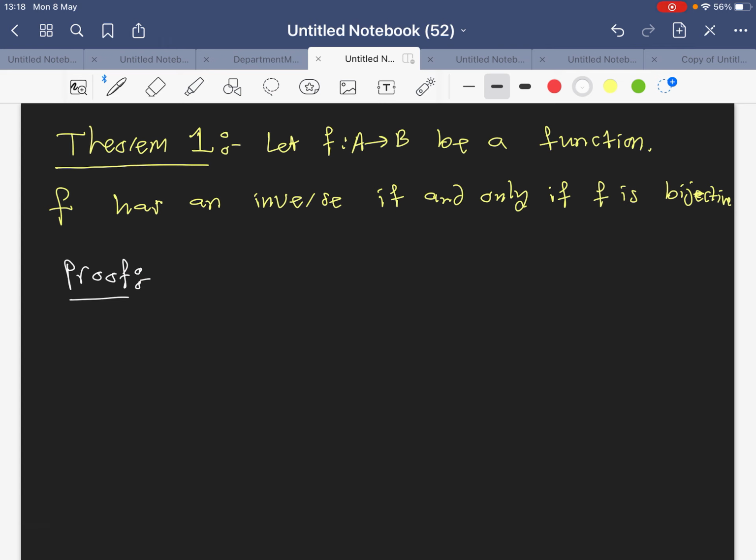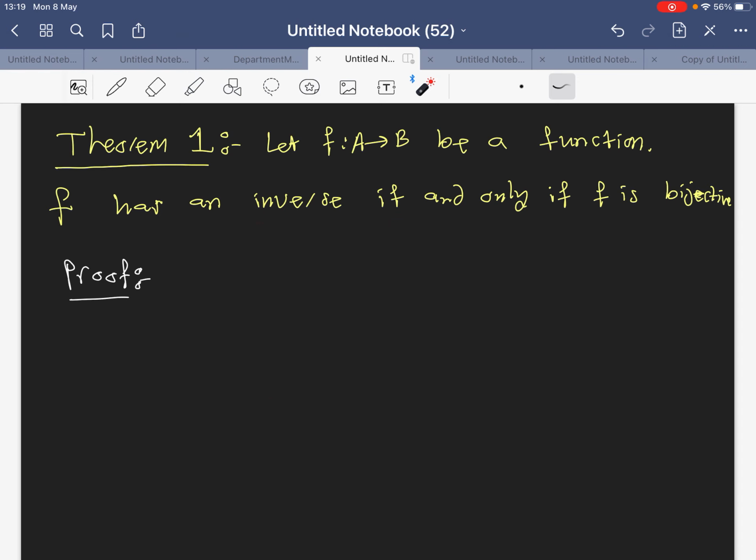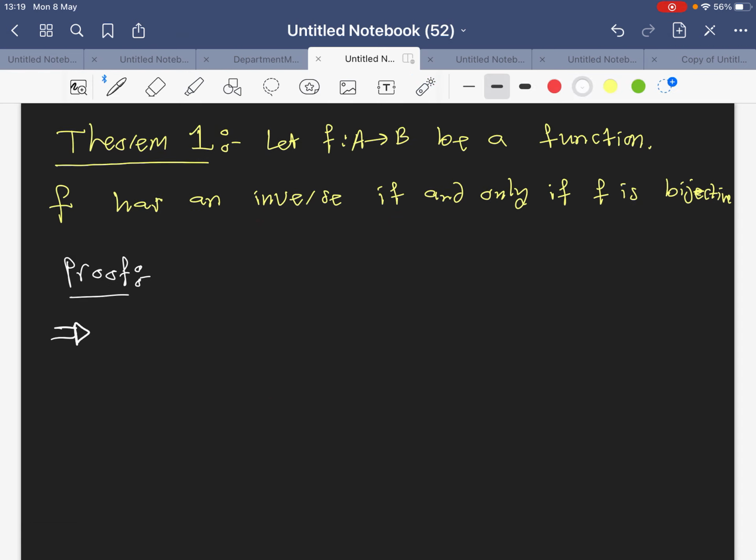And that's exactly my main theorem, which is theorem number 1, which says that a function has an inverse if and only if it is bijective. So having an inverse and being bijective are exactly equivalent. Now, how are we going to prove such a statement? Well, as usual, because it is if and only if, P if and only if Q, we will prove that P implies Q first, and then we will do Q implies P. So let me do this direction first. I will do it with direct proof.